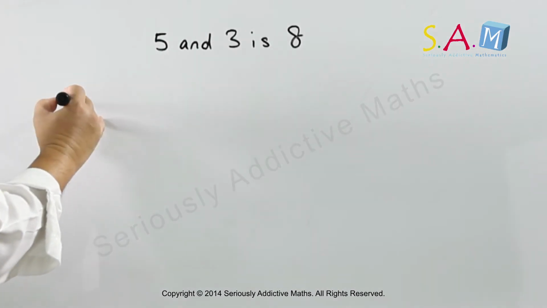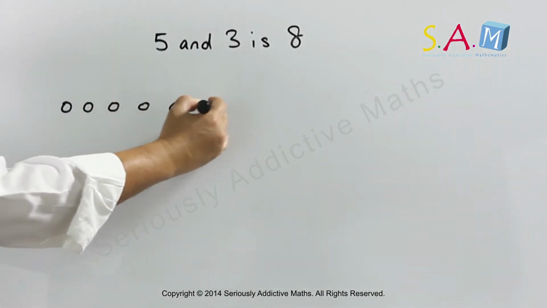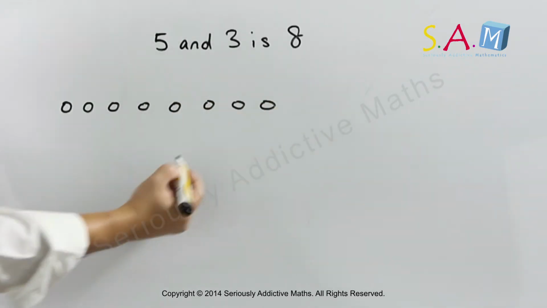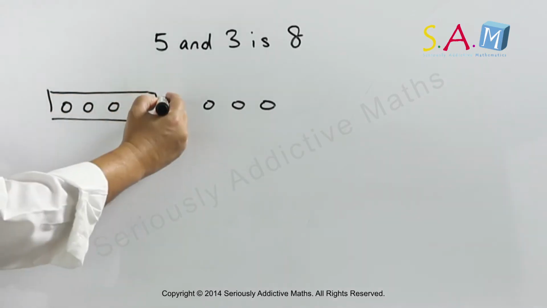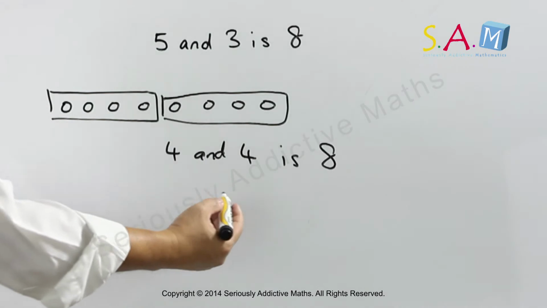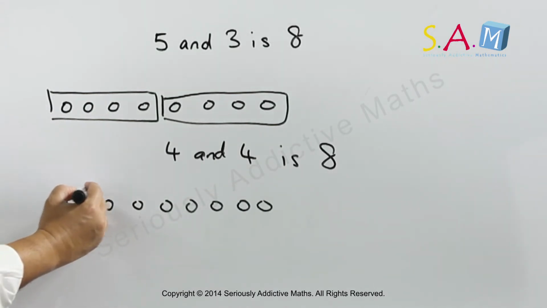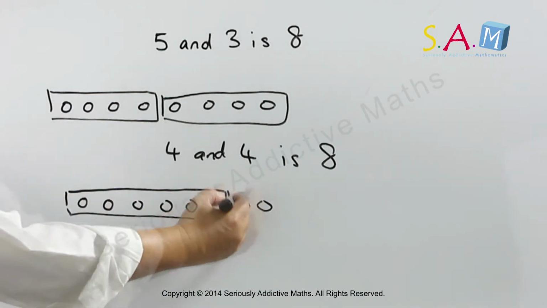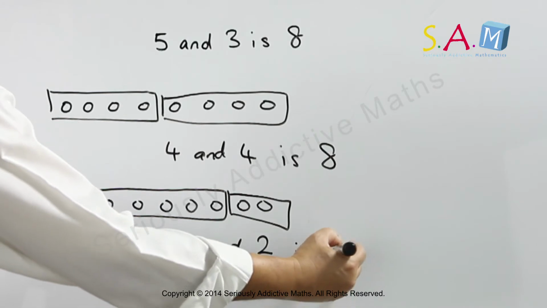We can have 1, 2, 3, 4, 5, 6, 7, 8. We can also have 4 and 4 to make 8. We can also have other numbers, right, that make 8. We can have, say, 6 and 2 makes 8. So 6 and 2 is also 8.